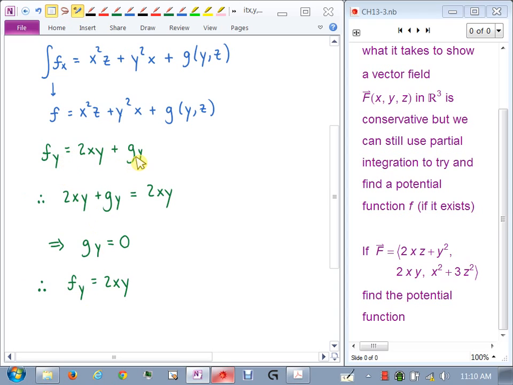must be, so I've concluded that the partial of g with respect to y must be 0, which of course meant that this right here is just 2xy. But what do I do with this? This is where we were at the end of it last time, but now we still have to talk about the z component.